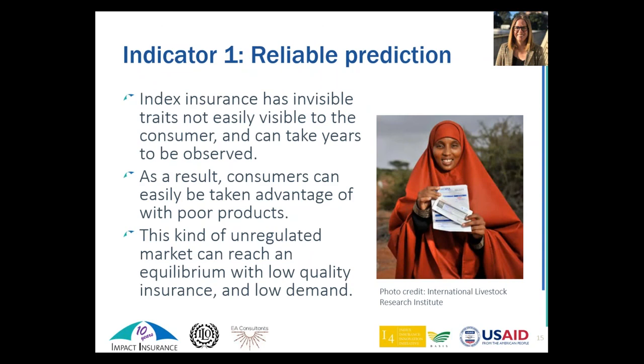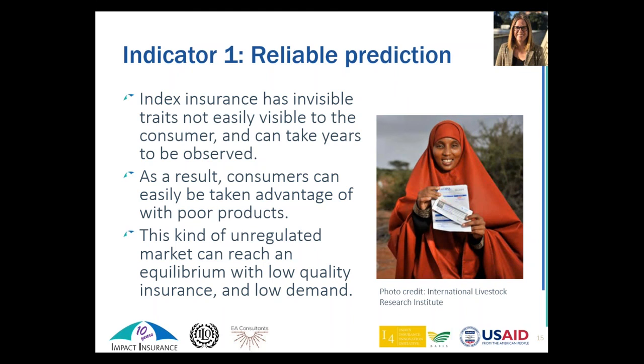So I want to talk a little bit about indicator 1, which is that the index used reliably predicts what's happening on the ground. And this is important because index insurance is an invisible trait that's not easily observable by the consumer, and in fact can take years to observe if it's 3 years until a shock occurs.